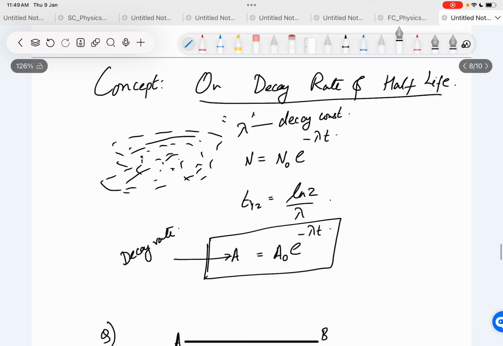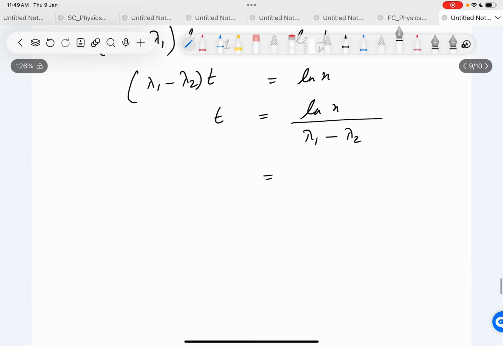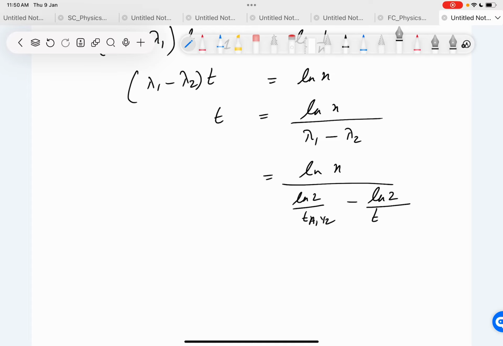In terms of t half you want to write, just go back over here to this relation. If t half is natural log 2 by lambda, what is lambda? Natural log 2 divided by t half. That's all. Let's substitute that over here. This is natural log of n divided by natural log of 2 divided by t half of A minus again natural log of 2 divided by t half of B. Ln 2 you can take aside over here and you can simplify this particular result.